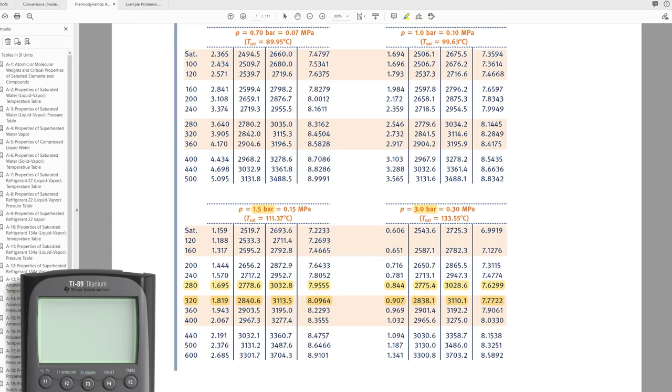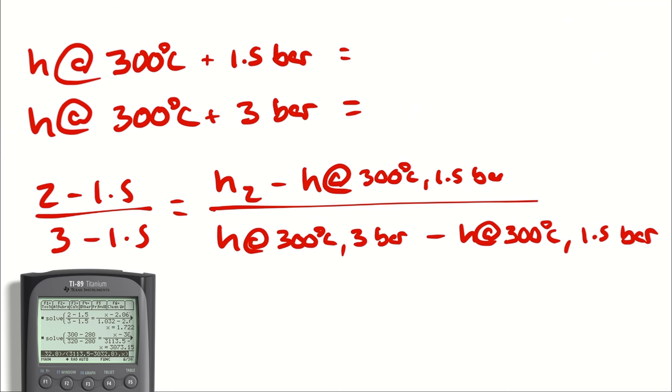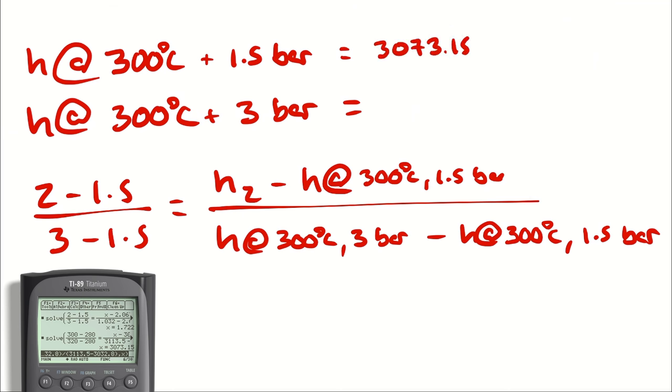So going back to our property tables, we're going to start by interpolating for a value at 300 degrees Celsius, 1.5 bar. We are building the left leg of our H. So for that, we'll take 300 minus 280 divided by 320 minus 280 is equal to X, correct minus sign. The value of H at 280 and 1.5 bar, which would be 3032.8, divided by the value of H at 320 degrees Celsius and 1.5 bar, which would be 3113.5 minus 3032.8. We're solving for X. So our first lookup is 3073.15.